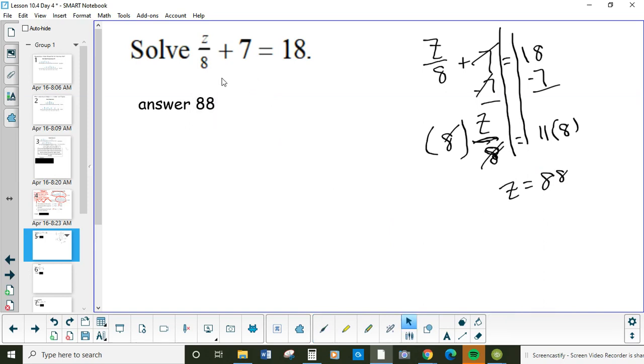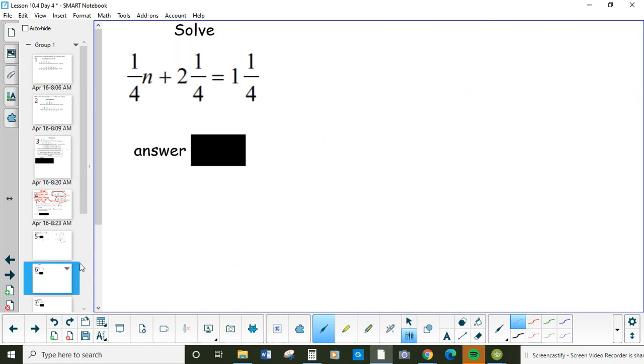By solving this, I found the missing number. So what number divided by 8 plus 7 is 17? Well, 88 divided by 8, which is 11, plus 7 is 18. That's what we figured out by solving. Pause the video, solve this two-step equation.